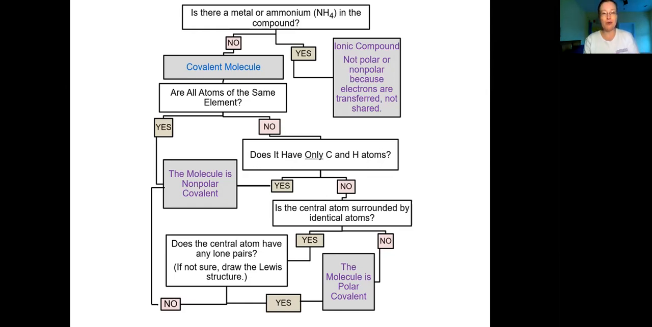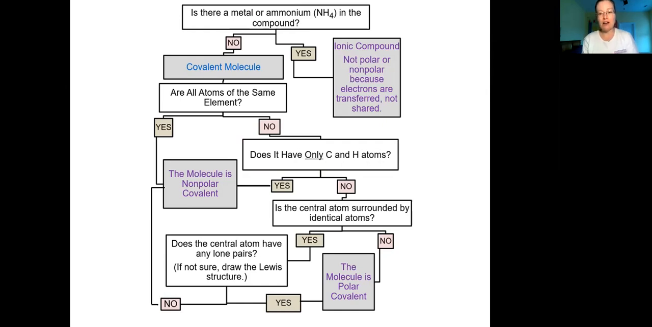So let's say, for example, we worked with water, H2O. Well, there's no metal in there. Oxygen and hydrogen, both nonmetals. There's certainly not ammonium in it. So no, there's no metal, no ammonium. That makes it a covalent molecule. Okay, H2O, water. Are all the atoms of the same element? No, we have 2 capital letters, the H and the O. All right, well, let's move on to the right then. Does it have only carbon and hydrogen atoms? No, we're talking about H2O. It's got an oxygen in there. So we're going to keep staying to the right.